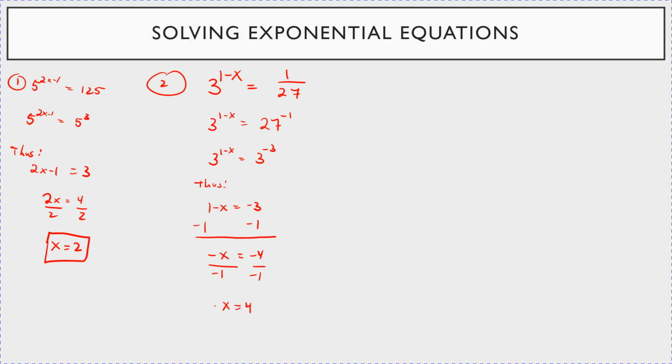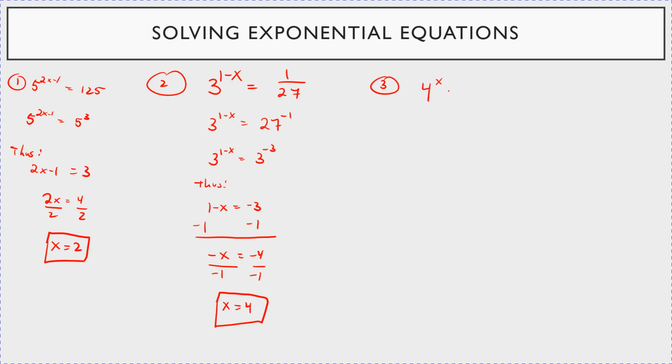And x is equal to 4. Which totally works out, right? Because if you plug 4 in here, you get 1 minus 4 is minus 3, and 3 to the negative 3rd power is indeed 1 over 27. All right, let's try this one.